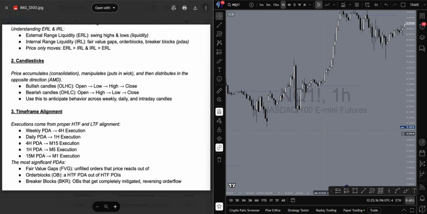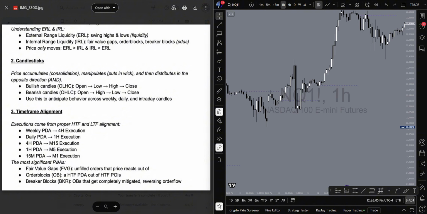So moving on, our time frame alignment. Our weekly PD array matches with our 4-hour execution. Our daily PD array to a 1-hour execution, 4-hour to 15 minutes, 1 hour to 5 minutes, 15 minutes to our 1 minute. This one is pretty simple with all this. You know, nothing is too overcomplicated with any of that.